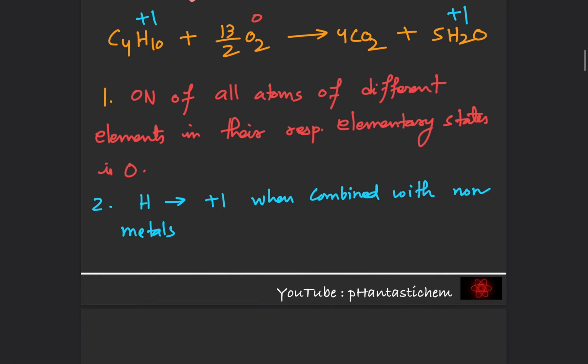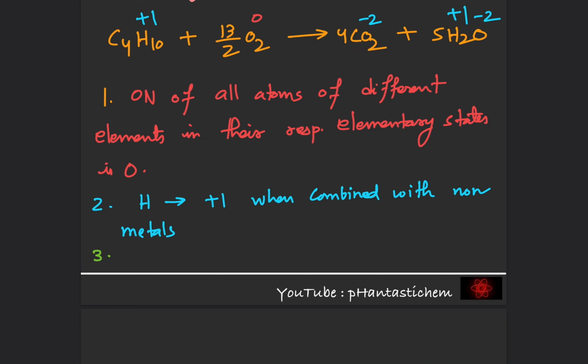Okay, and the third rule is the oxidation number of oxygen is -2 in oxides. So therefore in CO2 and in H2O the oxidation number of O is going to be -2 in both of them. So -2, -2. Okay, so therefore we don't know the oxidation number of carbon in C4H10 and in CO2.